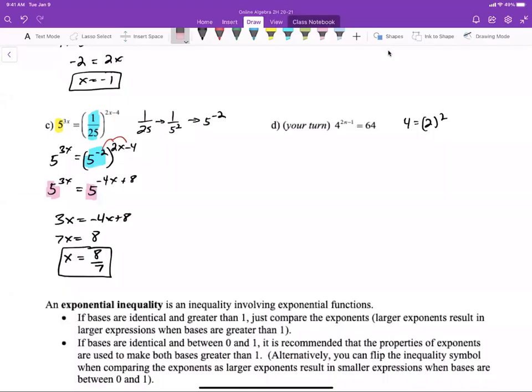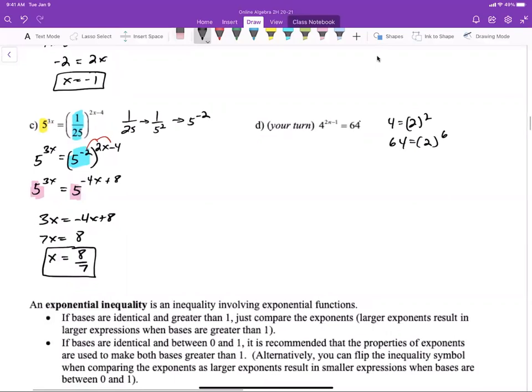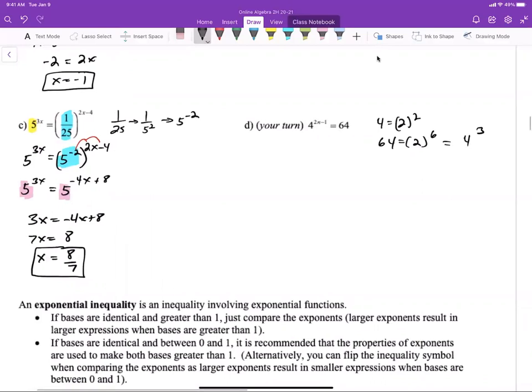I'm sorry, actually 64 is the same as 2 to the 6th power. Or you could recognize, so I can get it in the bases equal to 2, or you could also recognize that 64 is the same as 4 to the 3rd power. And if I recognize that, I only have to manipulate one side of the equation.